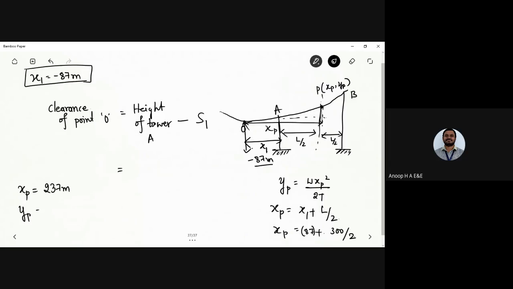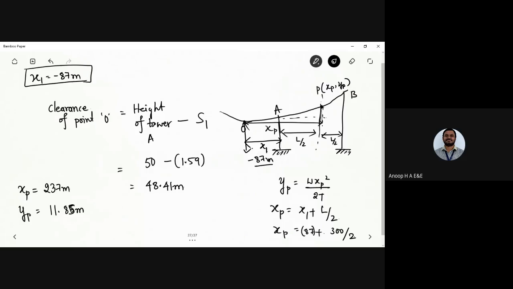What would be Yp? 11.85 meters. Okay, just verify. Now, what is the height of tower A? 50 minus 1.59, which is 48.41 meters.